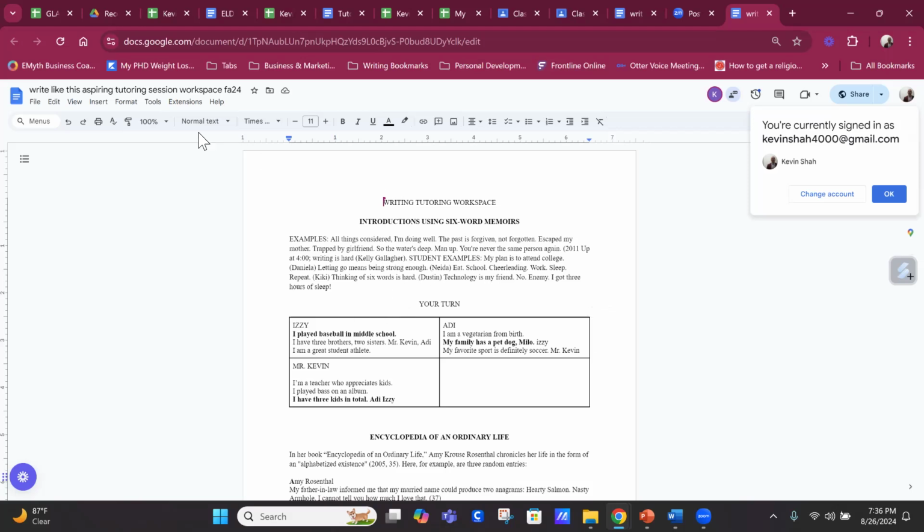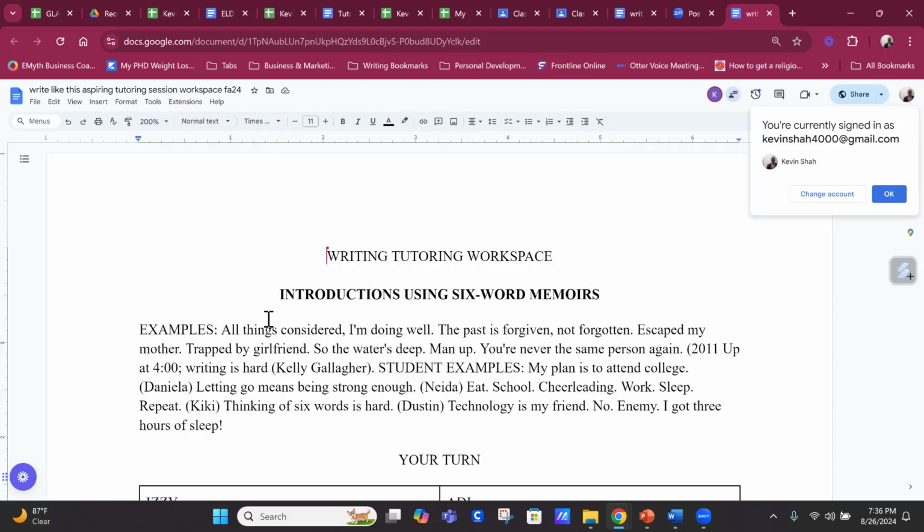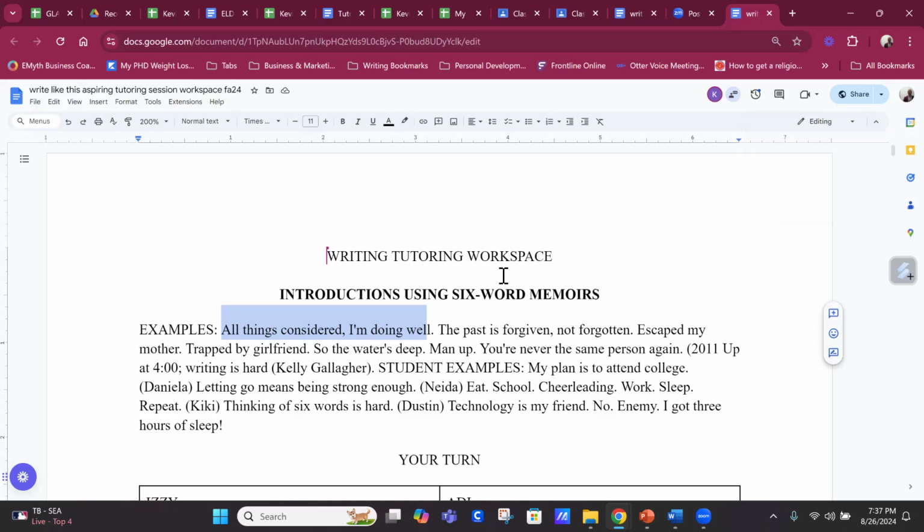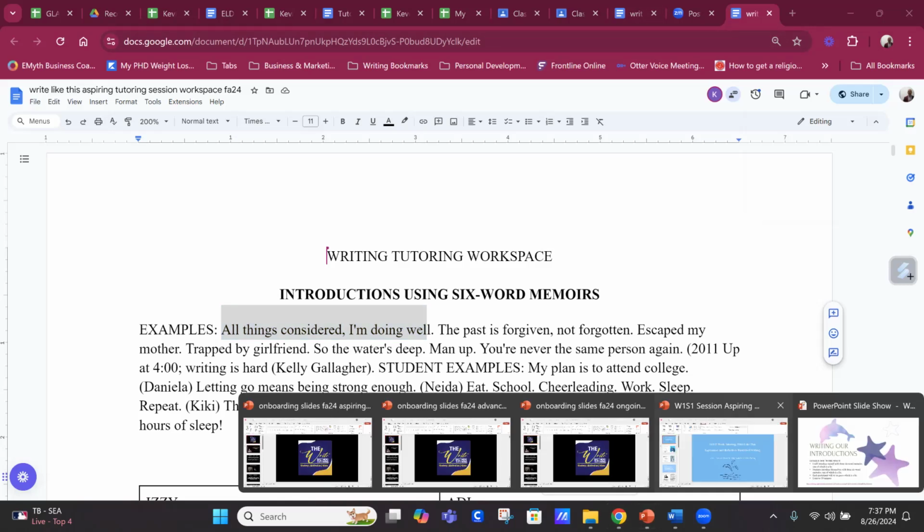And here are some other examples of 6-word memoirs. All things considered, I'm doing well. The past is forgiven, not forgotten. So we start our students out very gradually with the writing process, and we get to know one another in that process.